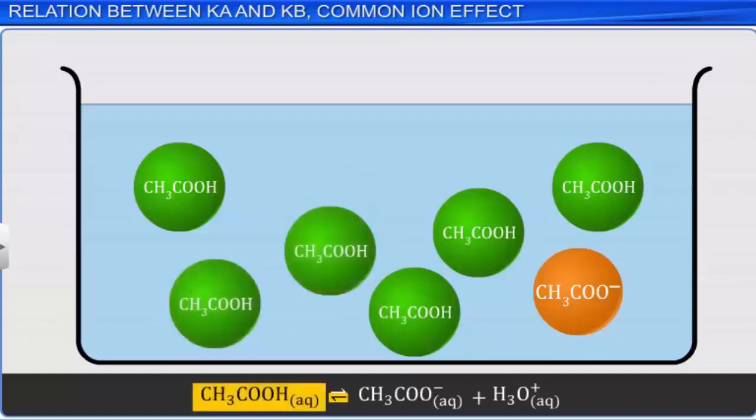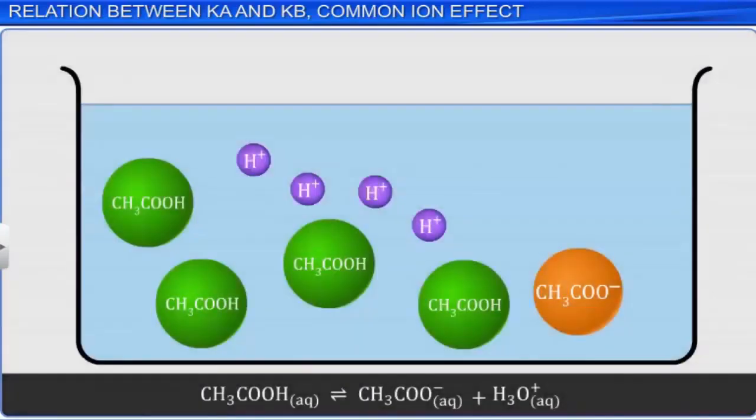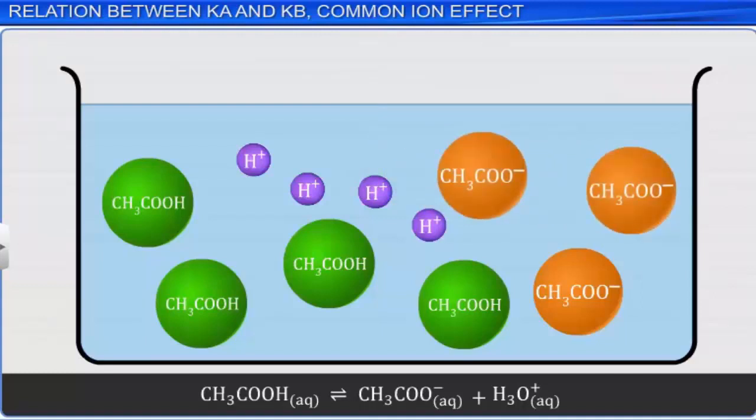Similarly, if you add sodium acetate, CH3COONa, that furnishes CH3COO- ions, the equilibrium also shifts to the left, suppressing the ionization of acetic acid. These are both illustrations of the common ion effect. The common ion effect may be defined as the shift in the position of an ionic equilibrium caused by the addition of a solute that provides an ion that is a part of the equilibrium.